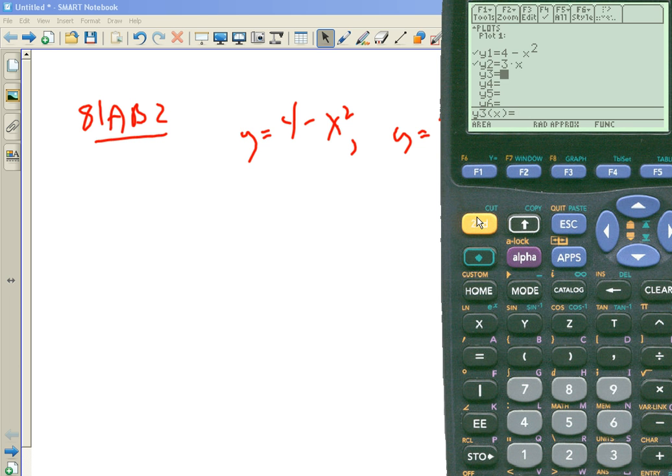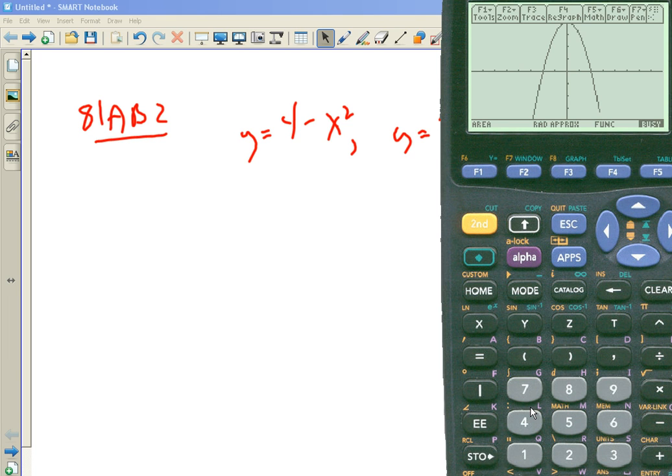And let's do, I don't know, a zoom 4. It's probably sufficient. And here's the parabola that goes through 0, 4. And it looks like it goes through 2, 0 and negative 2, 0. And there's the line y equals 3x. It's in mx plus b form, it's got to be a straight line, right? So what is the region? This is the region here. In the first quadrant, below the parabola and above the line.